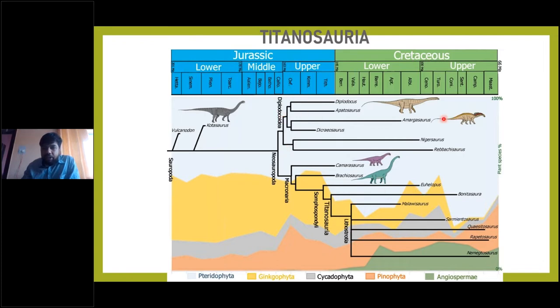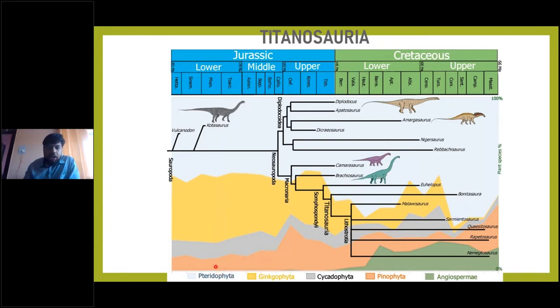So why is their evolutionary pattern like this? Because in the background you can see the species percentage, the diversity of plant species through the Jurassic and the Cretaceous period of the Mesozoic era.